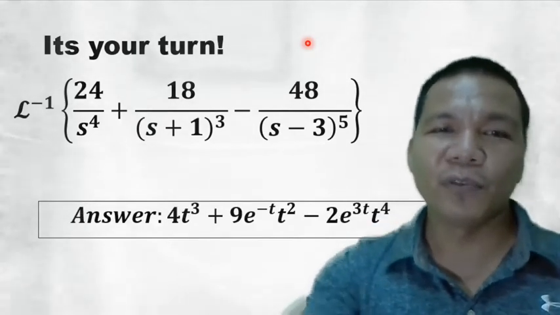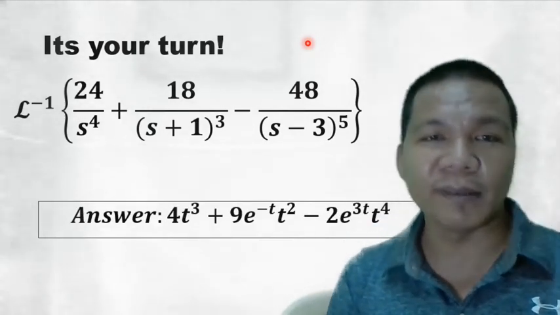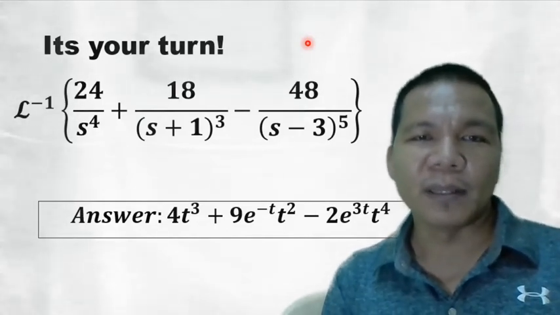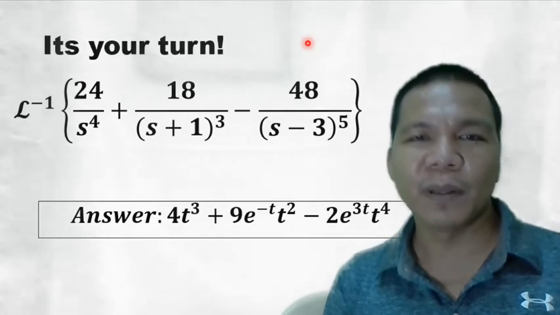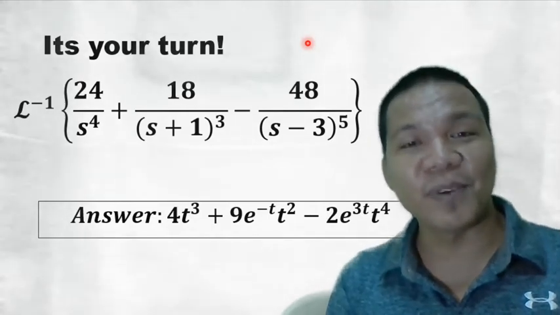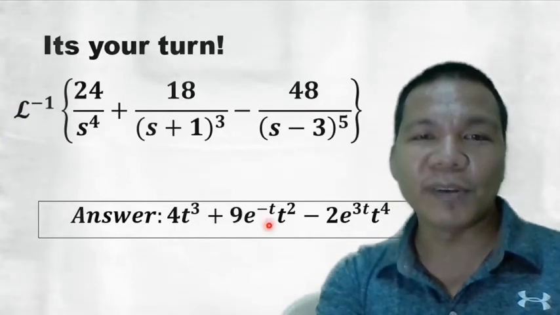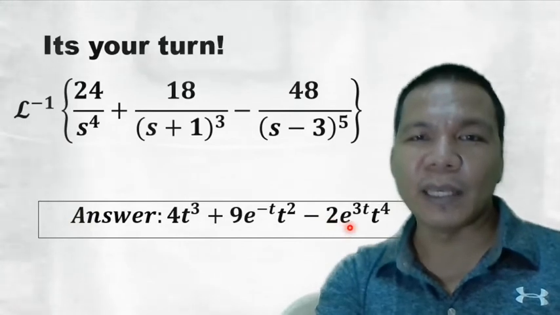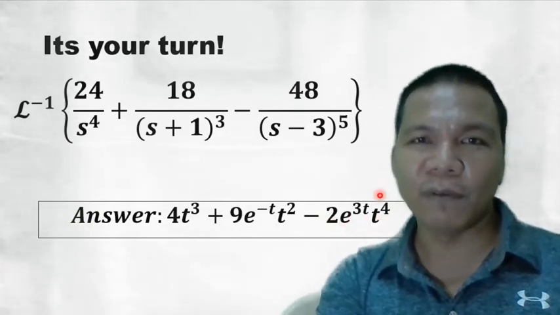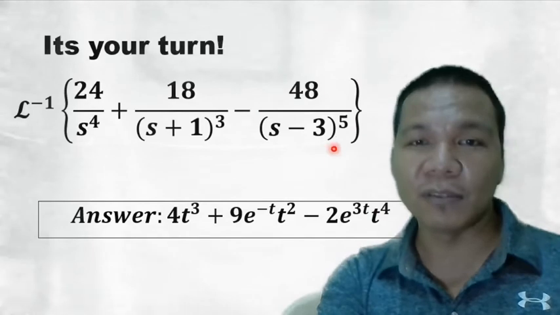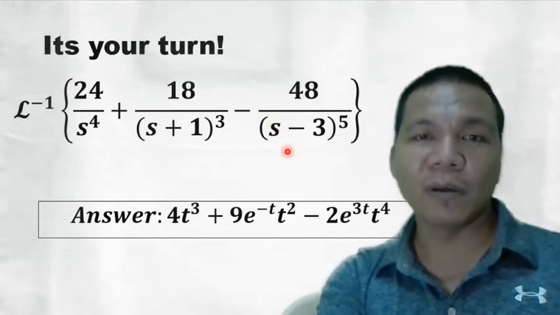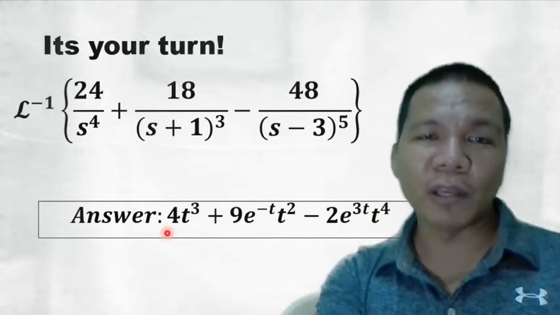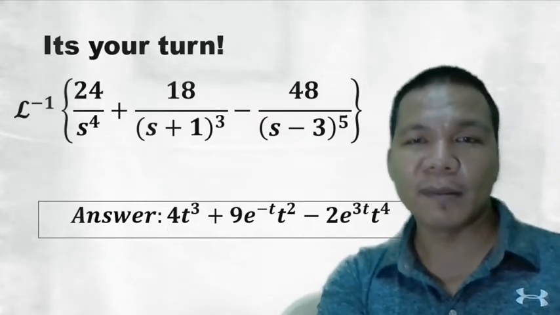Your final answer would be 4t cubed, that is the inverse Laplace transform of 24 over s cubed, plus 9 e raised to minus t times t squared. That's the inverse Laplace transform of 18 all over (s plus 1) cubed. Minus 2 e raised to 3t multiplied by t to the fourth is the inverse Laplace of this function here. Try to solve it again, and then try to check if your answer would be the same as mine.